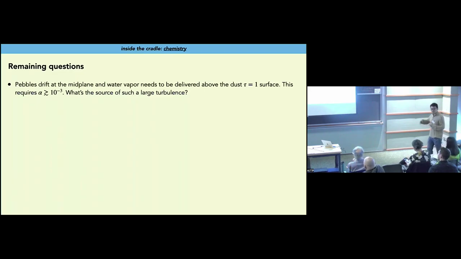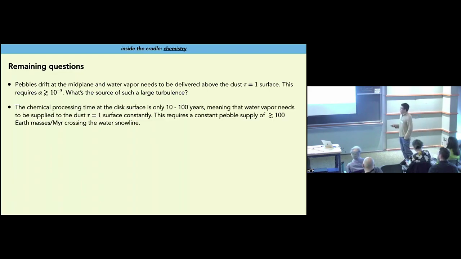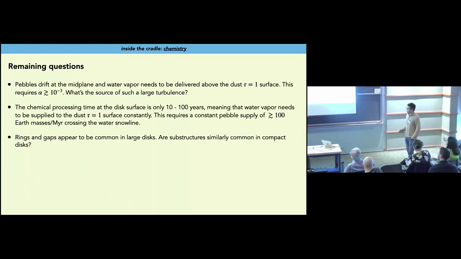It needs some turbulence, and as I said, if you are talking about the dead zone, alpha is pretty low. So what is the source of the turbulence? Again, related, the chemical processing time at the disk surface for water is very, very short with extreme UV, it's 100 years. So you need to keep supplying water from the midplane. So this is the rough number of icy pebbles that you need.